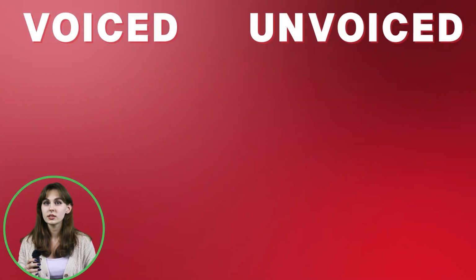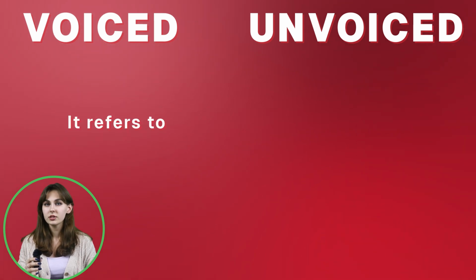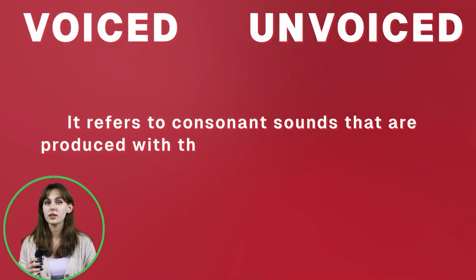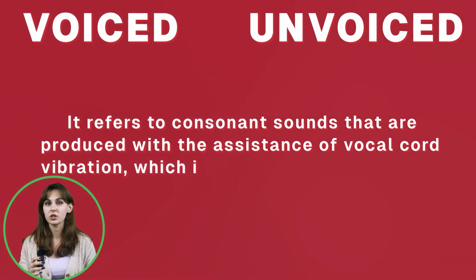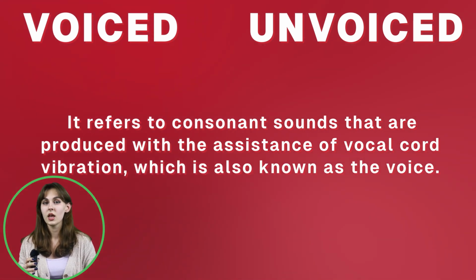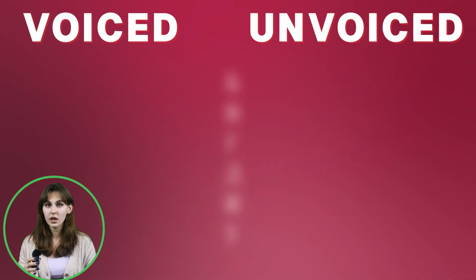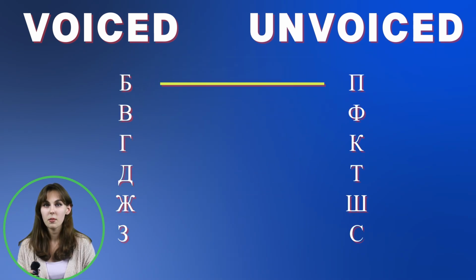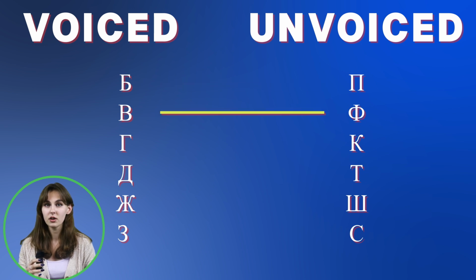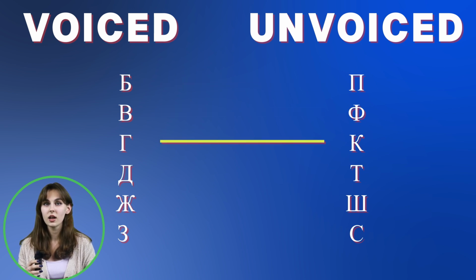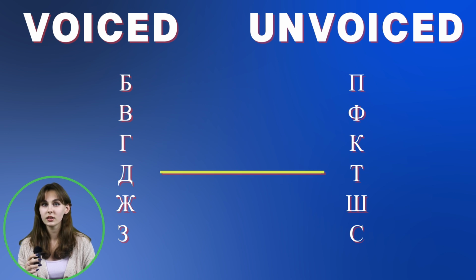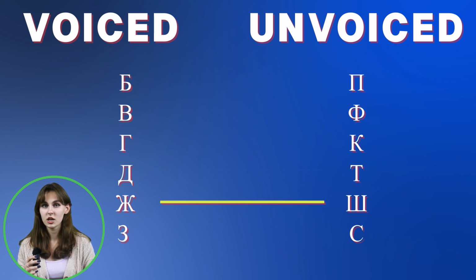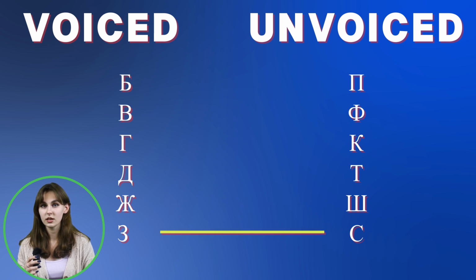So now let's discuss voiced and unvoiced consonants. What's the definition of the term voiced? It refers to consonant sounds that are produced with the assistance of vocal cord vibration, which is also known as the voice. Let's compare these sounds and focus on their articulation. The sounds on the left are voiced, while the ones on the right are unvoiced. B, p, v, f, g, k, d, t, zh, sh, z, s.